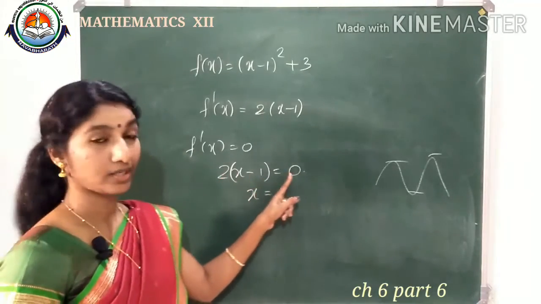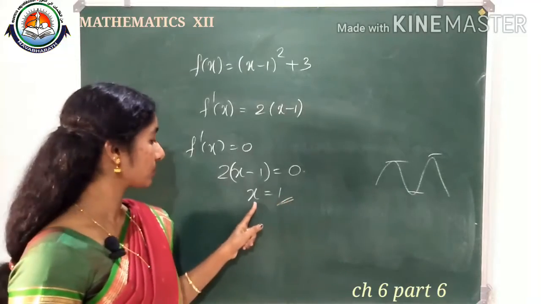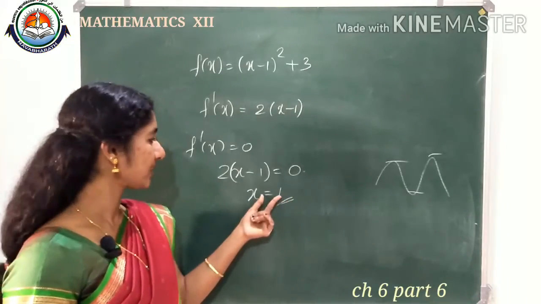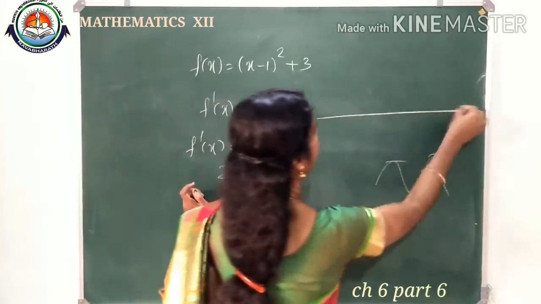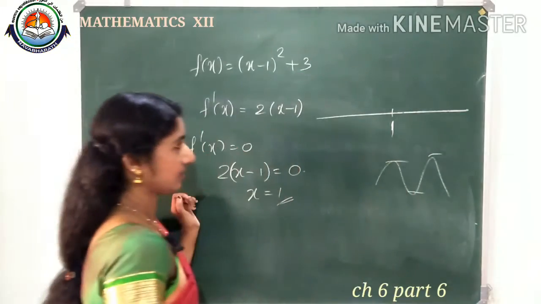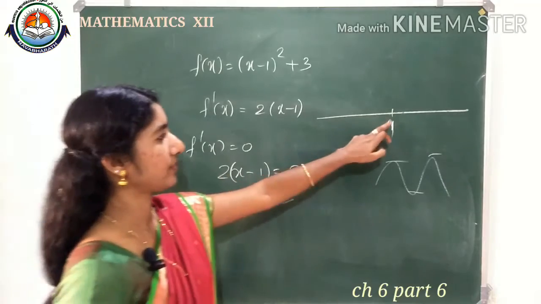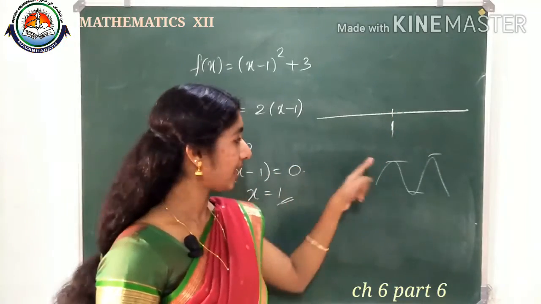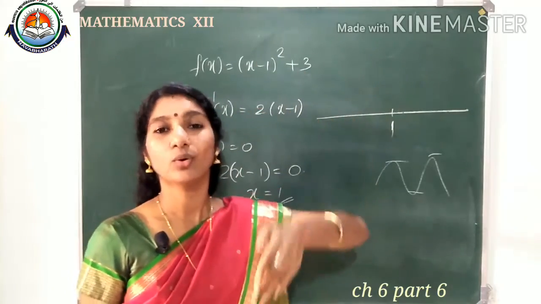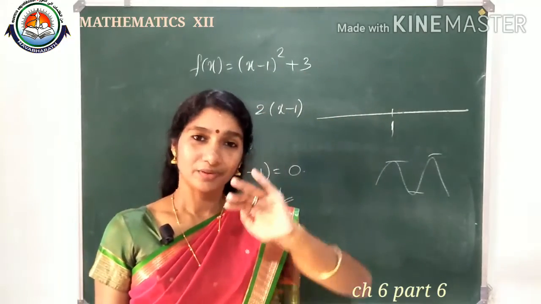So x minus 1 equals 0, so x equals 1. So at x equal to 1 we are getting f dash of x equal to 0. Clear?